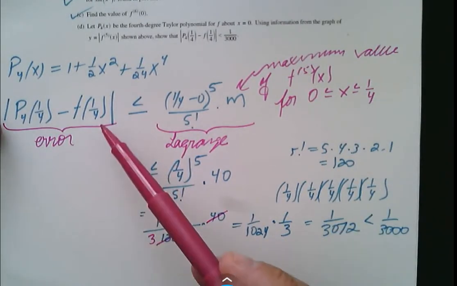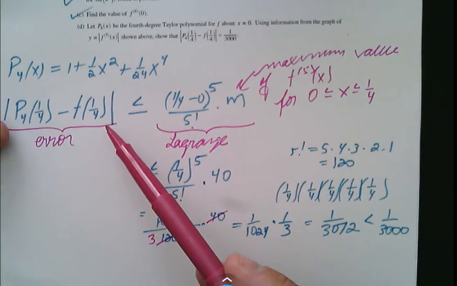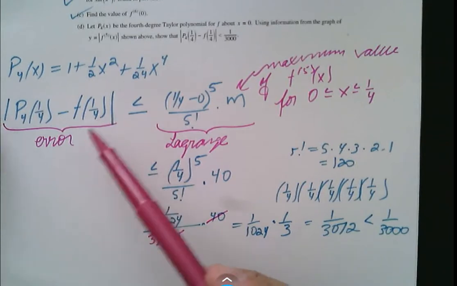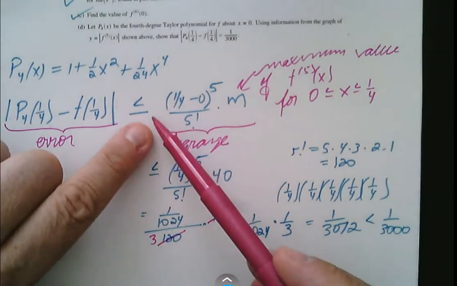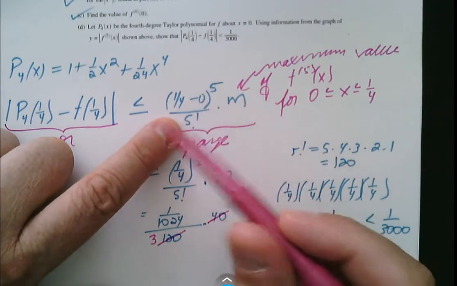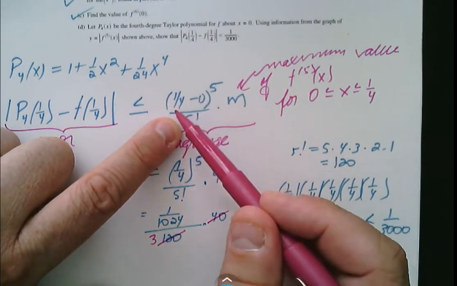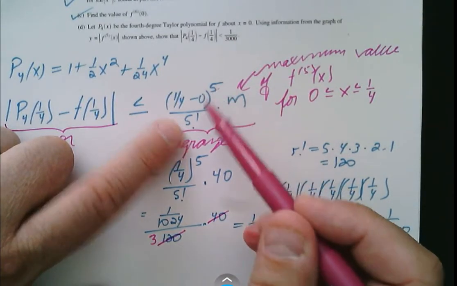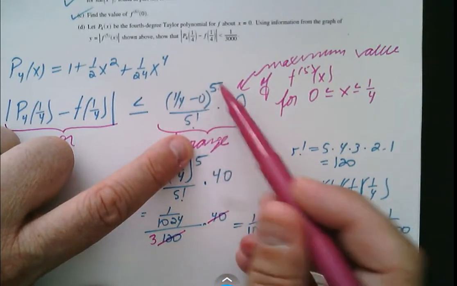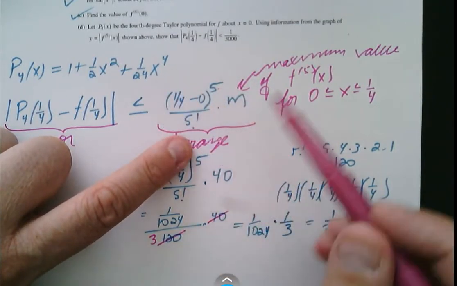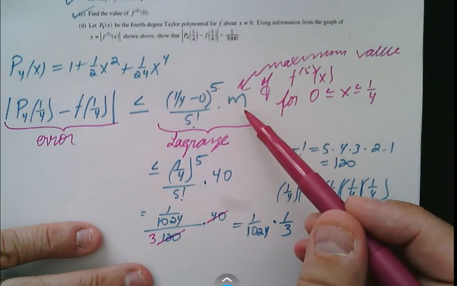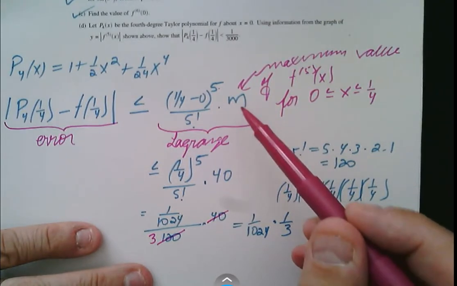It all has to do with recognizing that, because I'm working with a Taylor series expansion, the error is less than or equal to the point I'm estimating minus my center, 1/4 minus 0, raised to one more power, divided by 5 factorial. Remember, this is how we build our coefficients in a Taylor polynomial, times the maximum value of the next derivative. That's the key here. This has to be the biggest of the derivative.